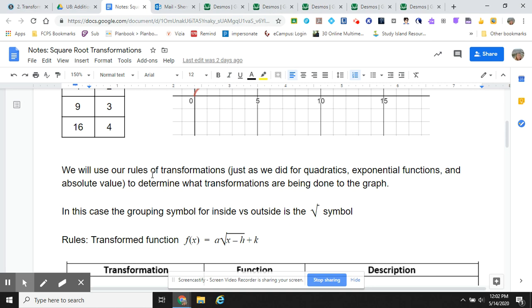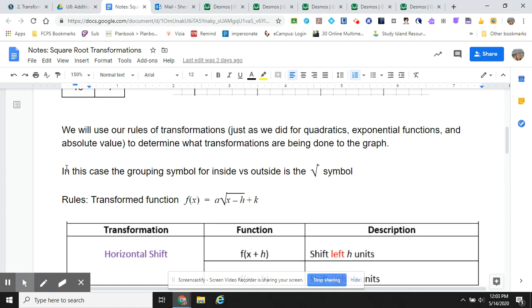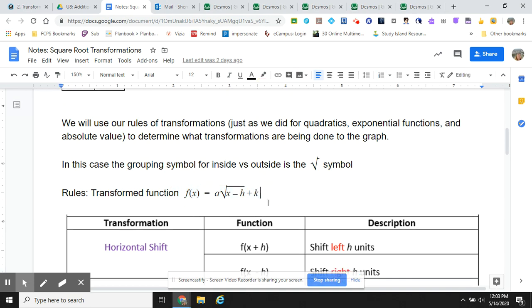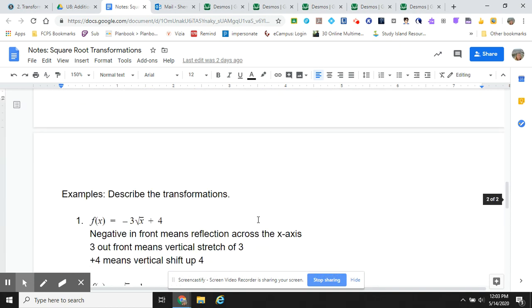So the rules of transformations are the same, and you're going to notice this table shows up in every notes document that I give you. So before, you had parentheses where if it was inside the parentheses it was a left or right, if it was inside the absolute value it was a left or right. Well, instead of inside the parentheses or the absolute value, it's inside the radical symbol. So here's my radical. So this is kind of what the transformation looks like for square root functions. So once again, everything's still here. I left these rules in here, so you've got 1,000 copies now. And then you're going to be asked to describe them.